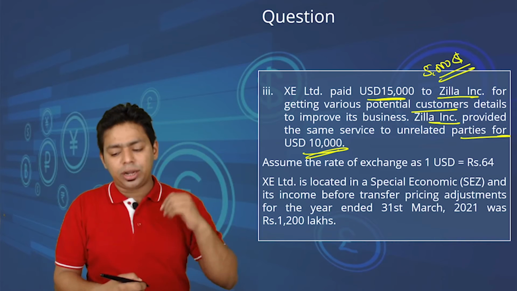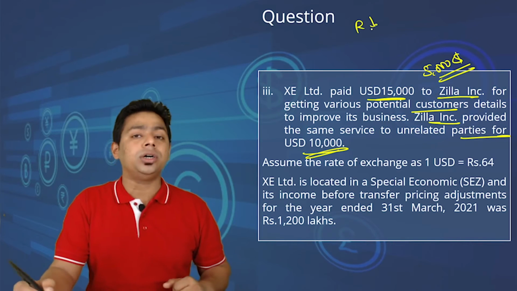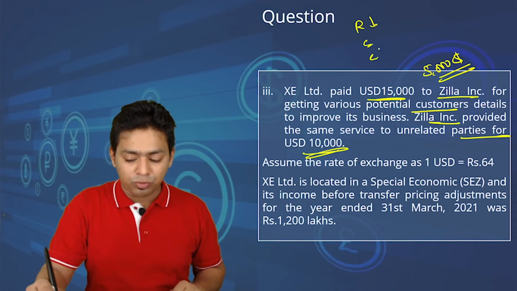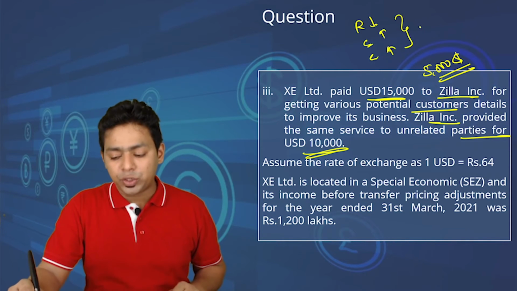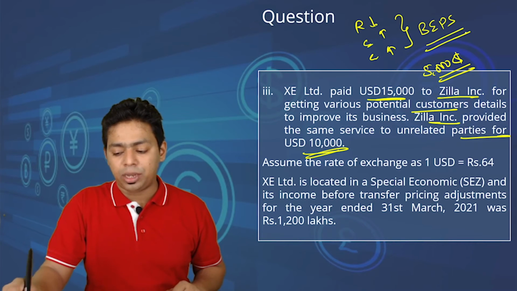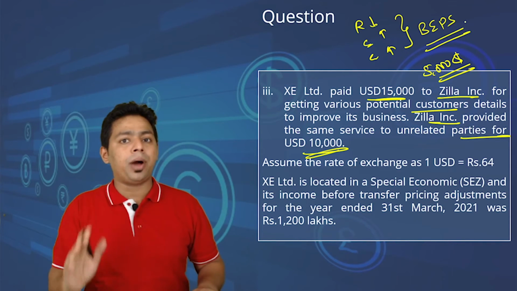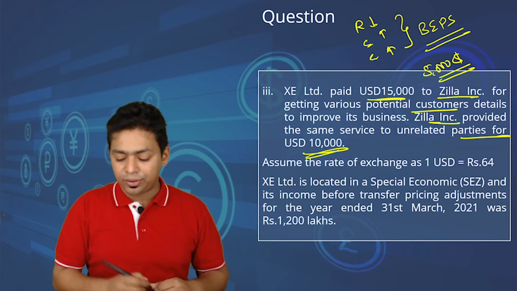In short, in all these three transactions, in the first transaction we have reduced the revenue, and in the next two transactions we have increased the expenses of India. The net effect is we are actually doing base erosion and profit shifting from India. That's the main part of the discussion that you should understand.